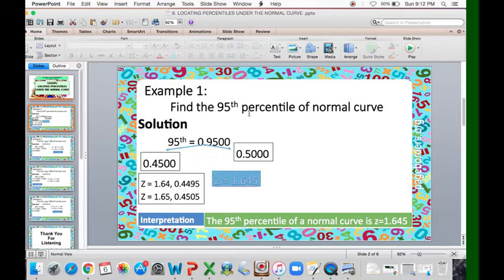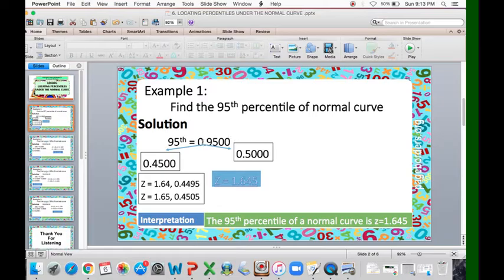95th percent. We're talking about 95%. So we have 0.95. And then we will add two zeros because in the distribution table, the areas under the distribution table have four decimal places. So we will use four decimal places for our given.